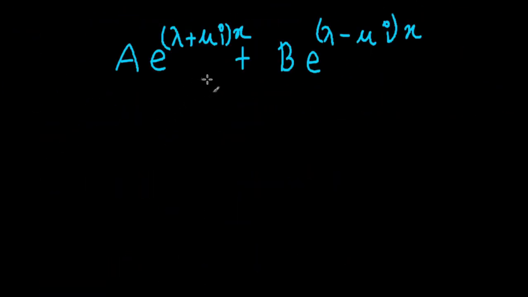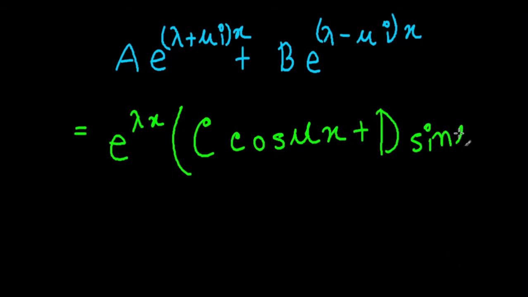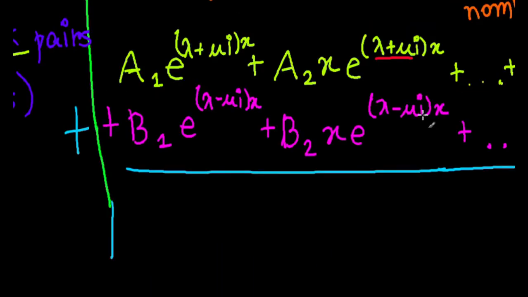No. Okay. We saw a couple of videos ago what we can do here. We can factor out e to the power lambda x, and inside we have some arbitrary constant, I'll call it c, multiplied by cosine of mu x, where mu is the imaginary part, and then some arbitrary constant d multiplied by the sine term. The same thing really happens here.